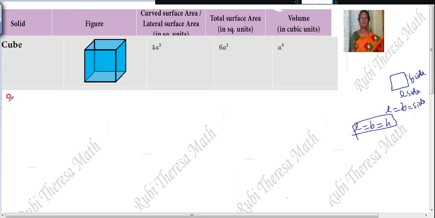To know the formula, first you should know the basic formulas. Area of a square is side into side. Since they have given A, I am taking A units. Length is A units, breadth is also A units and height is also A units. So the area of the square is side into side, that is A square.